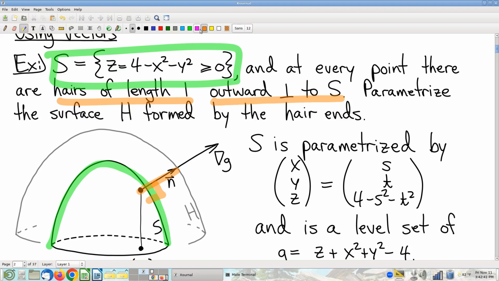And the tips of those hairs, in other words, in some sense, what the hair then makes that person's head look like. That's what we want to try to understand. How do I parameterize this purple surface? Right? Everybody see what I mean? Okay.